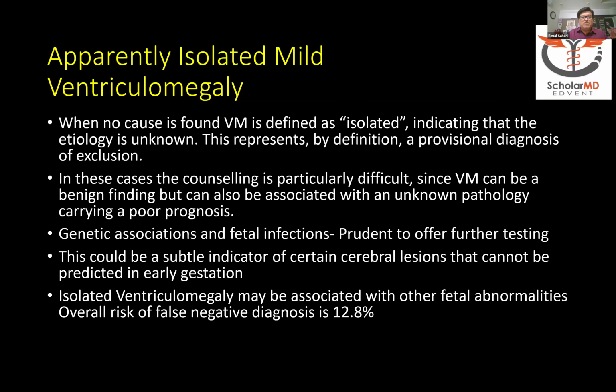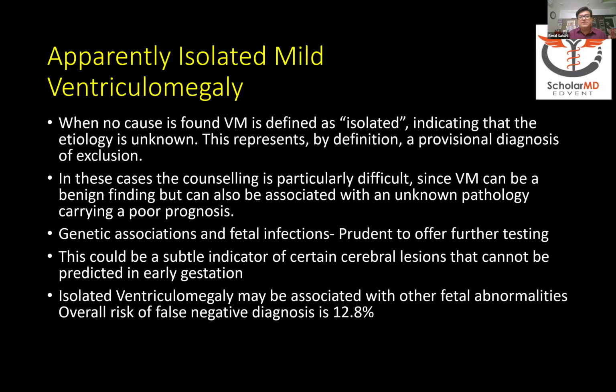No. At this moment, we will call it an apparently isolated ventriculomegaly, or isolated ventriculomegaly on ultrasound. Because this actually represents, by definition, a provisional diagnosis of exclusion. So you have excluded other things, but the counseling is difficult because this ventriculomegaly can be a benign finding, but it could be associated with unknown pathologies carrying a poor prognosis. There could be genetic associations and fetal infections, so we need to rule those out.